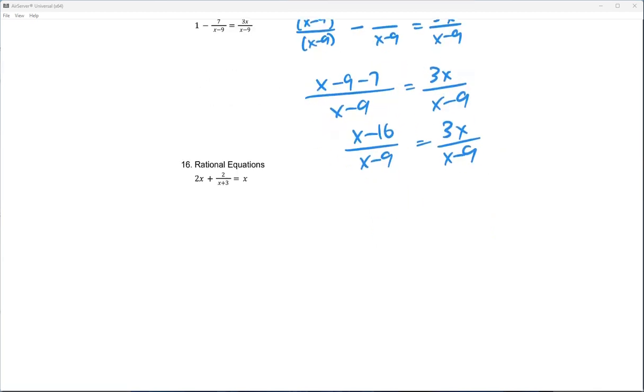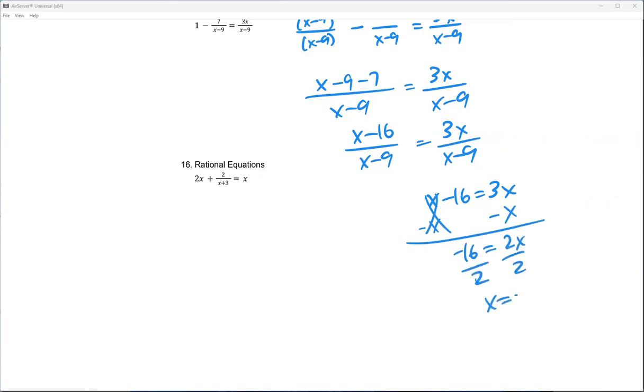So we could just go x minus 16 is equal to 3x. We subtract the x here. Negative 16 is equal to 2x. Divide both sides by 2, x is equal to -8.